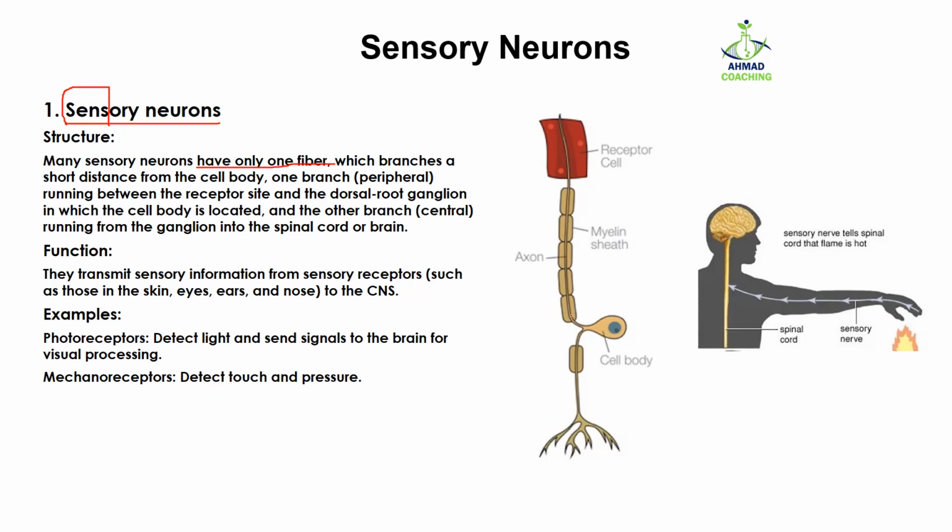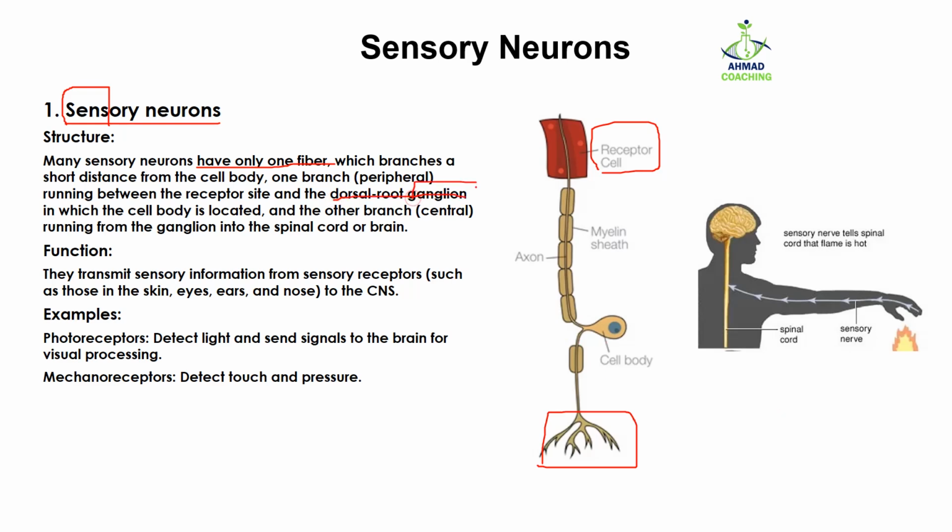This fiber is pinched off in the form of a cell body at a short distance. So in other words, we have two branches extending from the cell body. One is going towards the receptor side, while the other one is going to the central nervous system, which includes the brain or spinal cord. The cell body is itself present in the dorsal root ganglion.